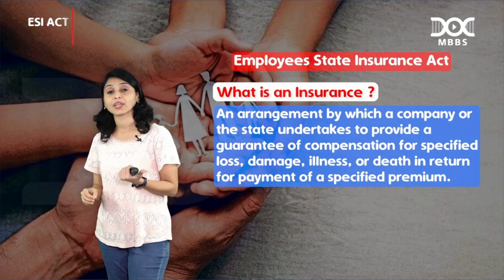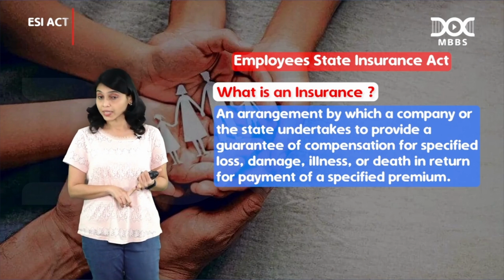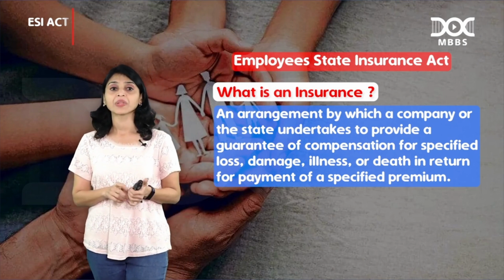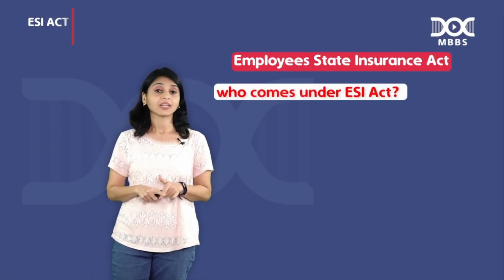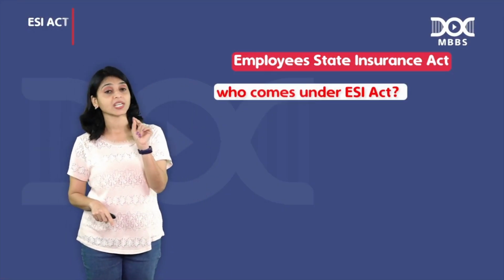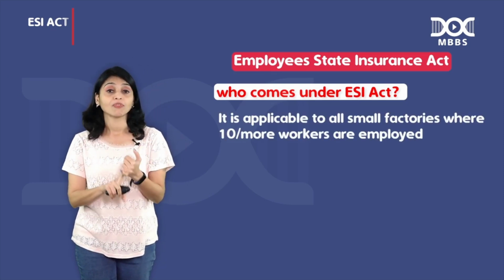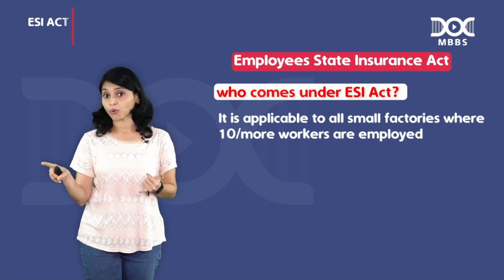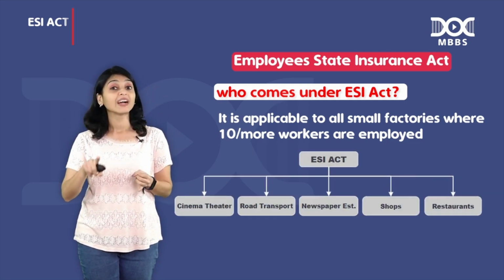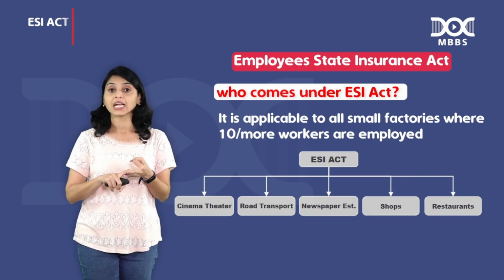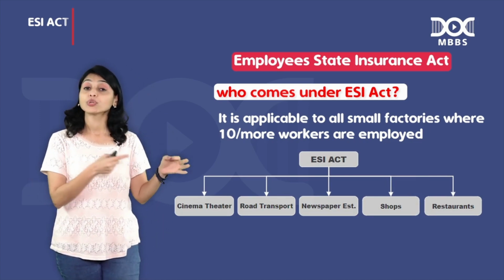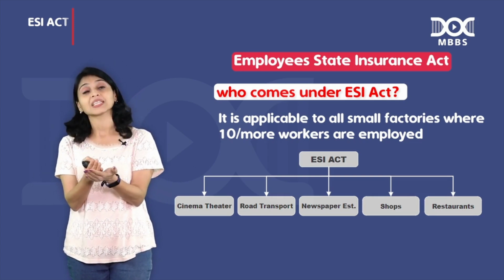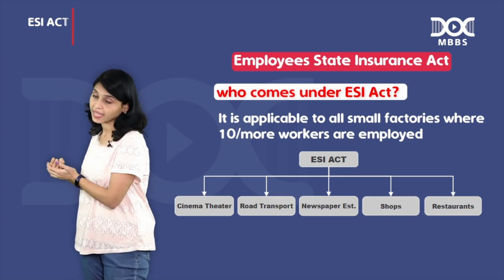So ESI is a social security and health insurance scheme under which the workers will get cash as well as medical benefits. Okay, now let's see who all are covered under ESI. The scope of ESI: it is applicable to all small factories where 10 or more workers are employed. And this is applicable not only for factories but also for shops, restaurants, cinema theatres, road motor transport, then for newspaper establishments. So all those small, small companies are also coming under this ESI benefit.